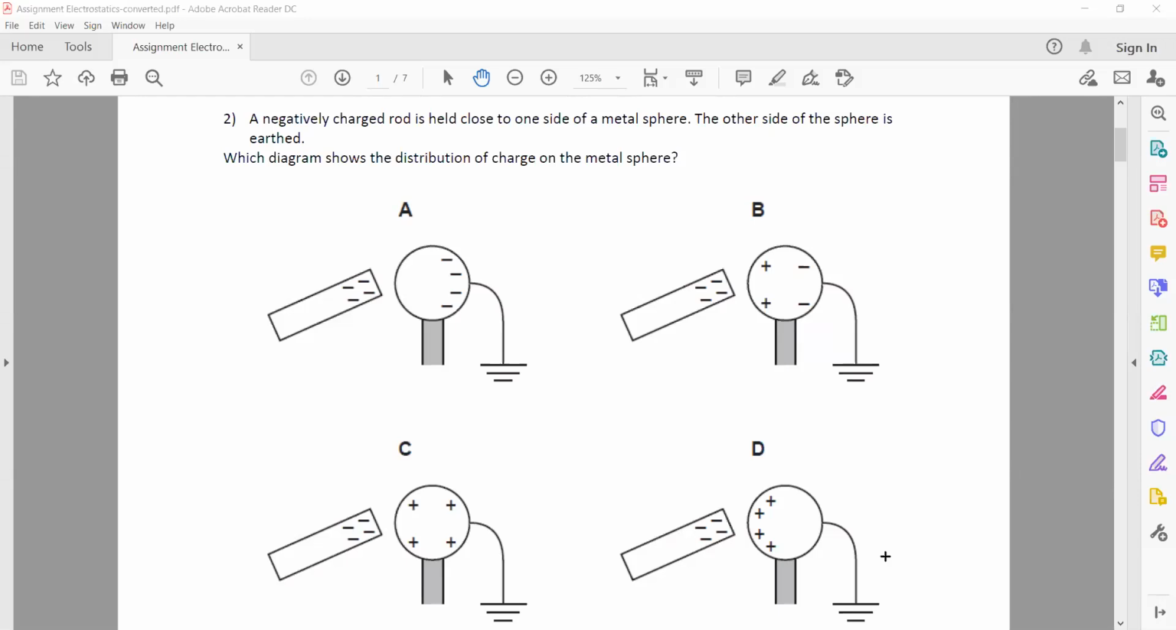So what will earthing do? Earthing will allow the electrons to move. First, it creates a distribution, but negative charges experience repulsion from the charged rod. So these negative charges will go out. As the negative charges go out, most of the sphere will be positive. That is why D is the right answer. Is it clear why D is the right answer? Why can A not be an answer? Because the negative charges will not remain in the sphere, they will move out from the sphere.